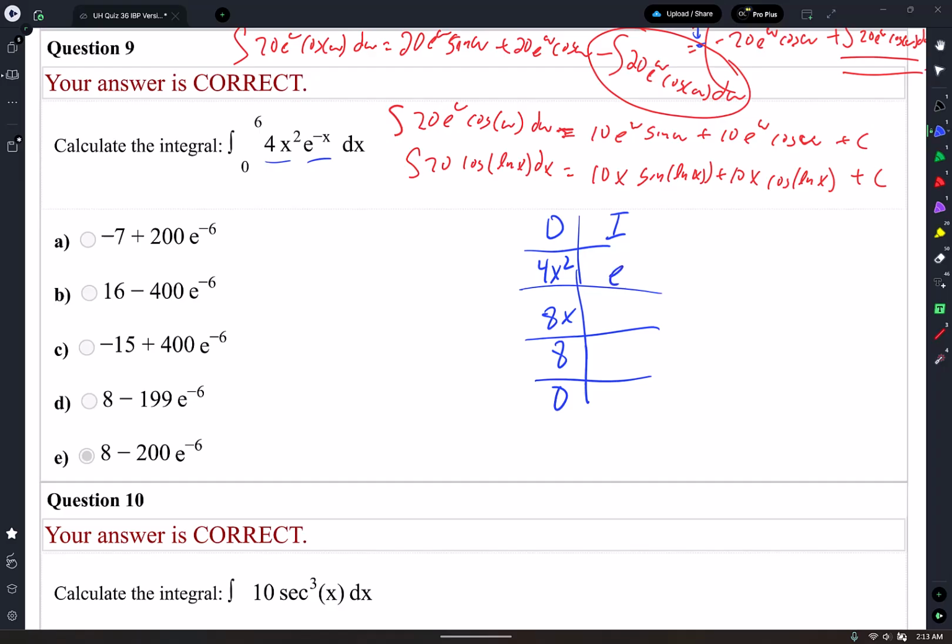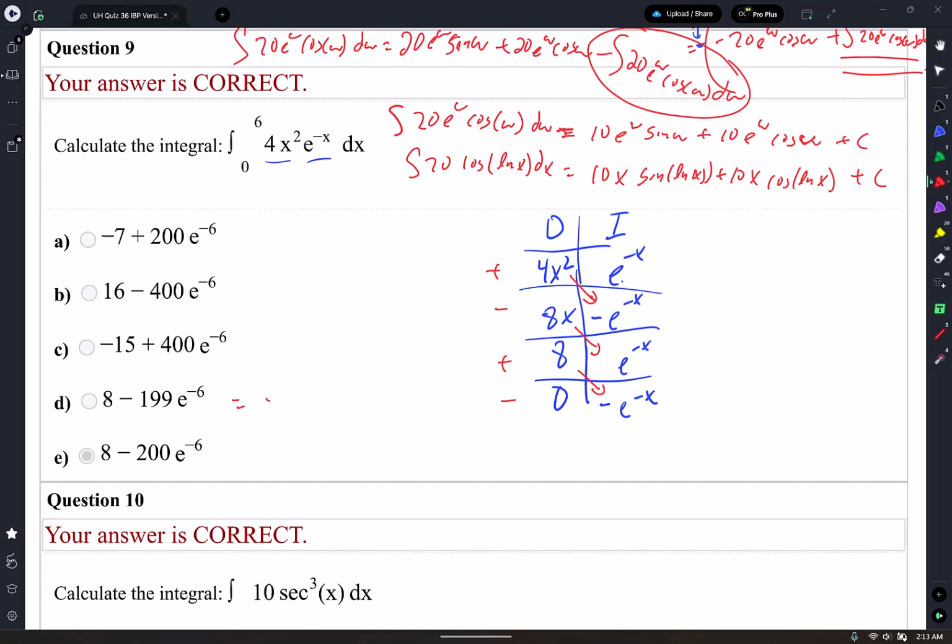I'm going to write e to the negative x. The antiderivative of that is e to the negative x times negative 1, and then e to the negative x times negative 1 times negative 1 again, so positive, and then the antiderivative of that is negative e to the negative x. I think we did everything okay. Tabular method, boom, boom, boom. So let's see, the antiderivative of this definite integral is, let's see, plus minus plus minus.